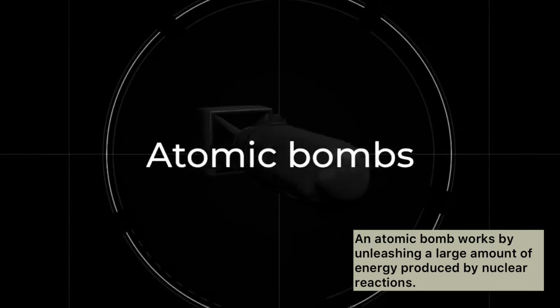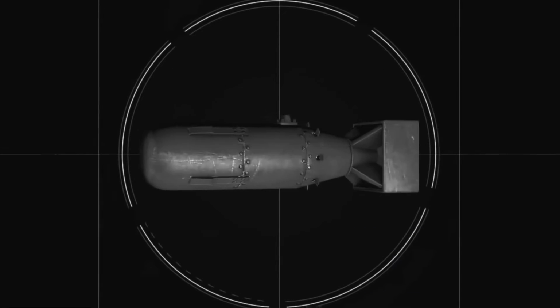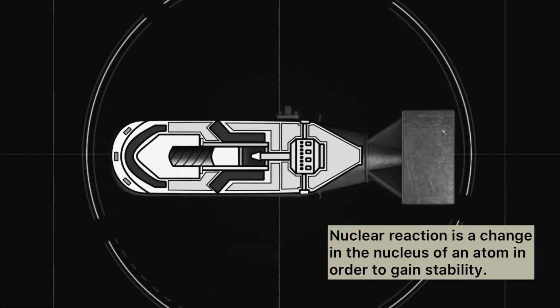A nuclear weapon is a powerful explosive that uses nuclear energy to function. Nuclear energy is released during nuclear reactions and radioactive decay. An atomic bomb works by unleashing the large amount of energy produced by nuclear reactions. For you to understand this, you need to know that a nuclear reaction is a change in the nucleus of an atom in order to gain stability.